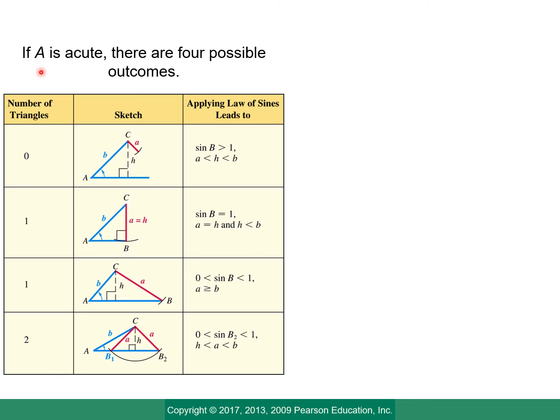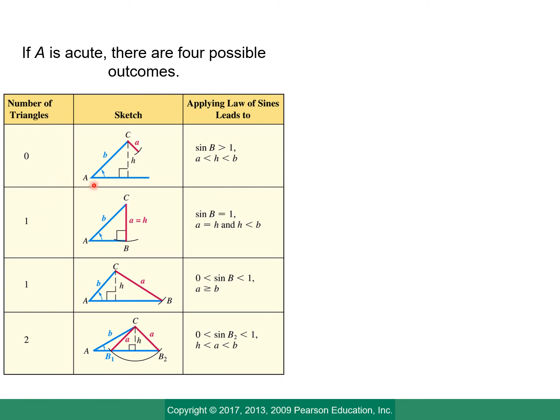So we're going to start with if A is acute. There's actually 4 possible outcomes. Now, the number of triangles here on the left is what I was just mentioning on the previous slide. Based on case 2 information, you might have no triangle. So what's given to you when you try to solve, there's actually no triangle that has those measures, those side lengths, that angle measure. Or there's exactly 1 triangle that has that information. And then the other possibility is there's actually 2 triangles that, based on the given information, 2 sides and an angle, there's 2 different triangles that might work with that information.